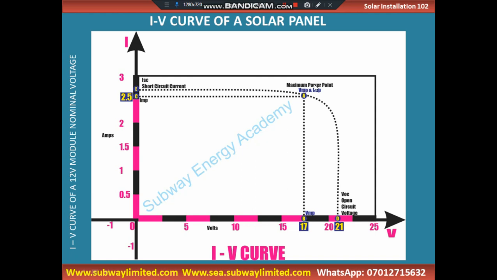We are going to delve into the maximum power point of a solar panel, the voltage at maximum power point, and the current at maximum power point. This is point A, and we are going to talk about the short circuit current of a solar panel, and the open circuit voltage of a solar panel.